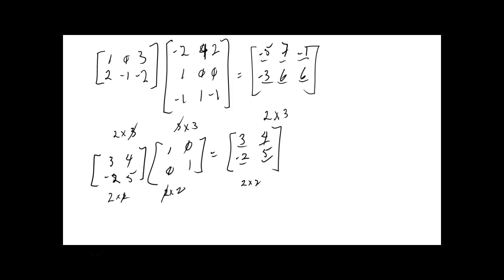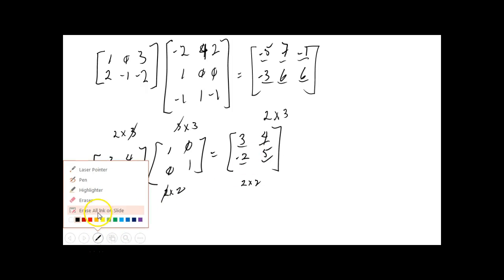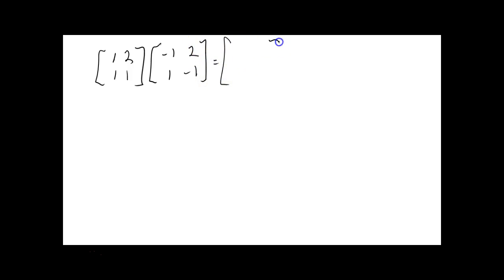Now, C is also interesting for another reason, and it's nothing we can really harp on too much now, but I just wanted to let you know. 1, 2, 1, 1 multiplied by negative 1, 2, 1, negative 1. Let's multiply those two. Can we multiply those two together? Sure, it's a 2 by 2 times a 2 by 2. The middle 2's go out, enabling you to multiply, and the answer will be a 2 by 2.